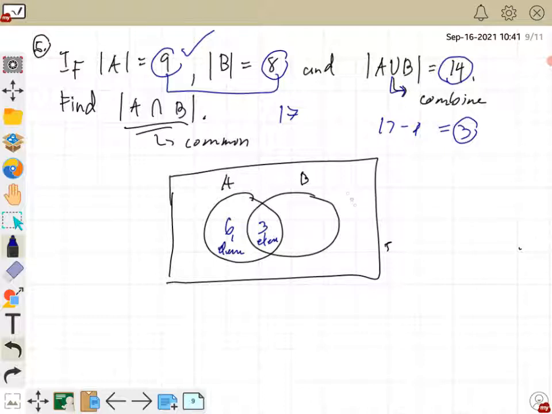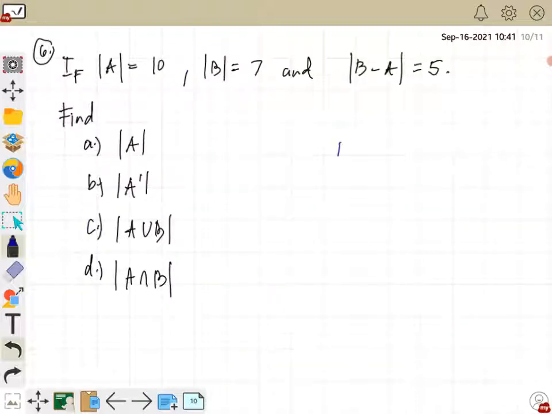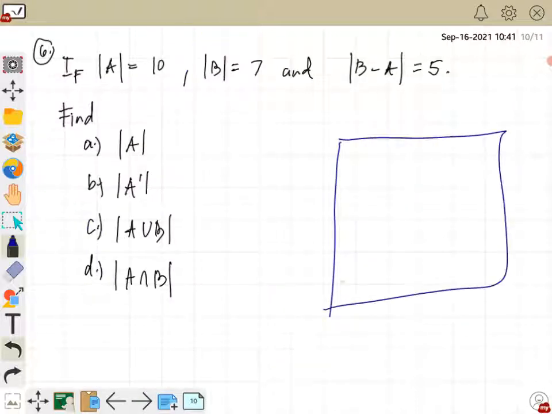Then for B, the entire B, we have 8. We already have 3 for both A and B. That makes us 5 here, 5 elements. So that's basically how we answer this. Common: A intersection B is simply 3, which we just get from here. Next and last.